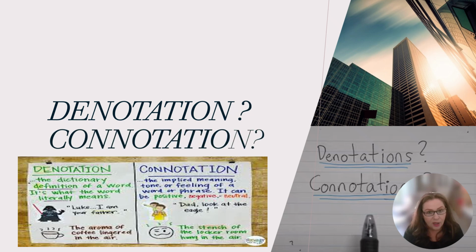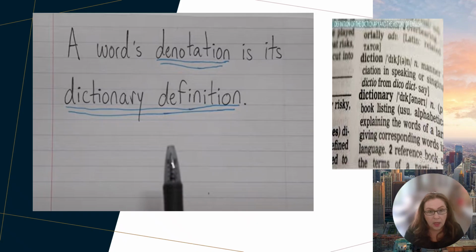Mrs. Johnson here. What exactly are denotations and connotations? A word's denotation is its dictionary definition, its literal meaning. Think D for dictionary to help you remember that denotation is dictionary definition.